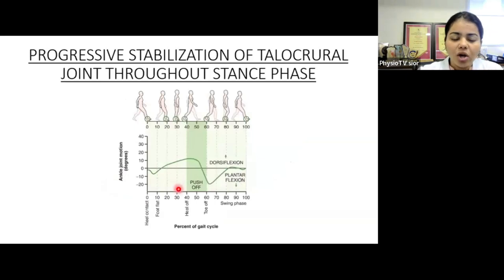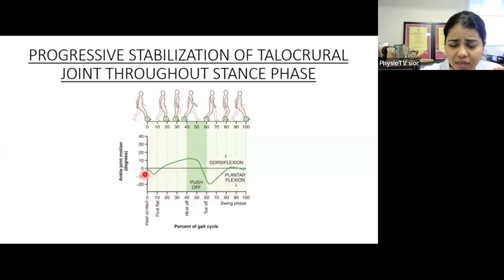This is roughly how the graph is showing the talocrural joint through the stance phase. So here I'm only talking about the talocrural. So we're only going to focus on the dorsiflexion and plantar flexion movement. Now, this is my baseline. I have my dorsiflexion. I have my plantar flexion. And this is my heel contact, flat foot, heel off, toe off, which comprises my push off motion. And then I have my swing phase.